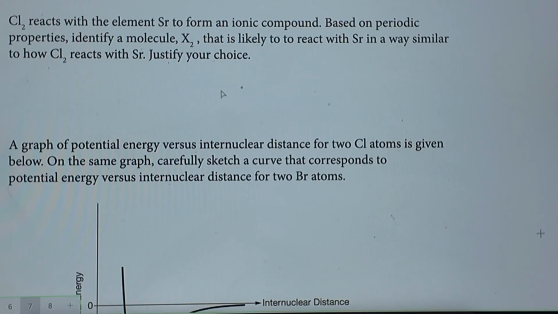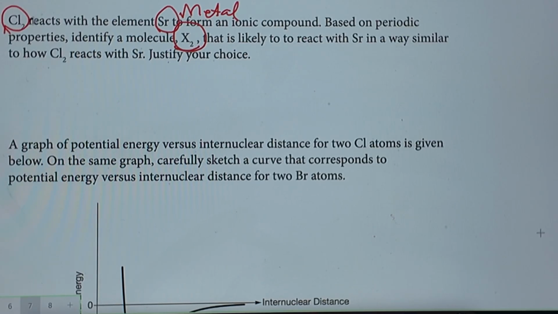Cl2 reacts with the element Sr to form an ionic compound. That makes sense. Based on periodic properties, identify a molecule X2 that is likely to react with Sr in a very similar way. Oh, this is very easy. Any halogen, pretty much. At least I believe Sr to be a metal, right? And then this Cl was obviously the nonmetal in the ionic bond, right?